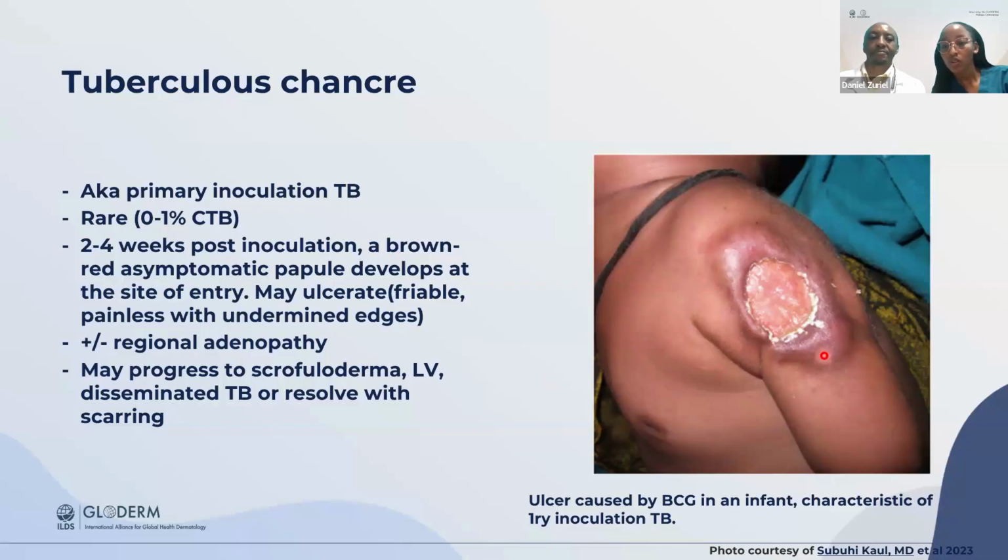You might also have regional lymphadenopathy, and it might progress to other forms of cutaneous tuberculosis like scrofuloderma, lupus vulgaris, or even become disseminated tuberculosis and heal with scarring.